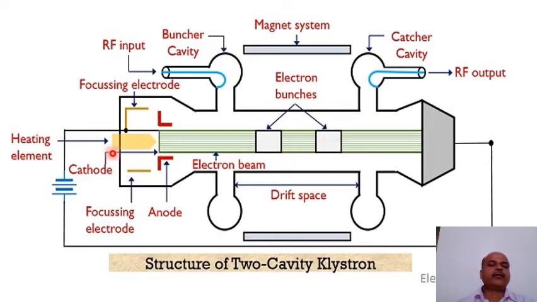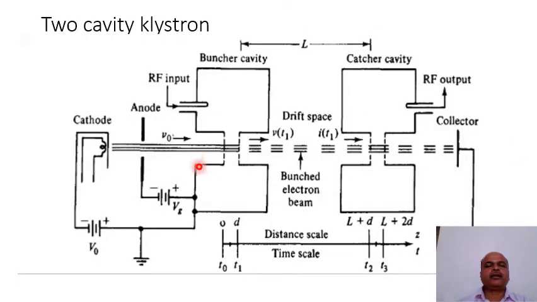So this heating element or cathode emits the electrons, and these emitted electrons pass through this buncher cavity. During passing, these electrons are mixed with each other to form the bunches, and these electrons come towards the collector, and we get RF amplified output from this side. These are the magnet systems used in this two-cavity klystron. In the construction we will see in detail. This is another two-cavity klystron diagram. You can draw the previous diagram or this diagram in the exam.